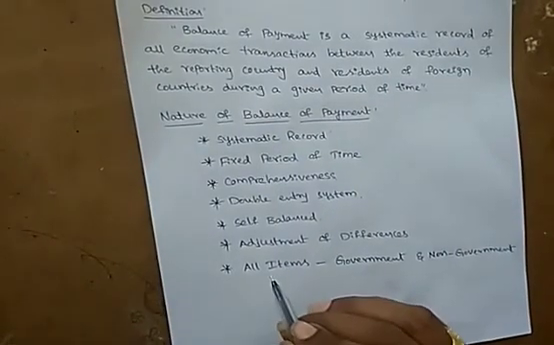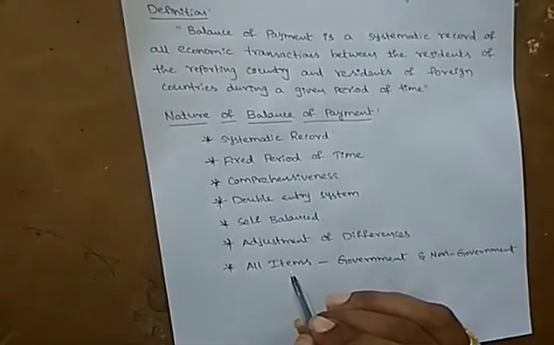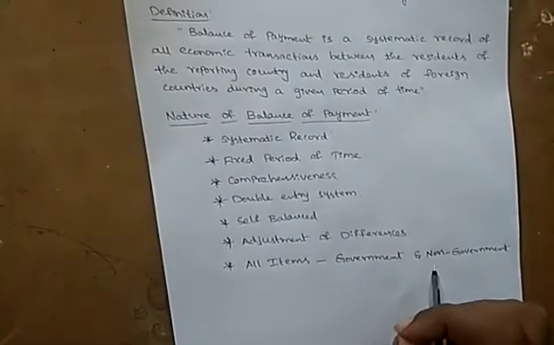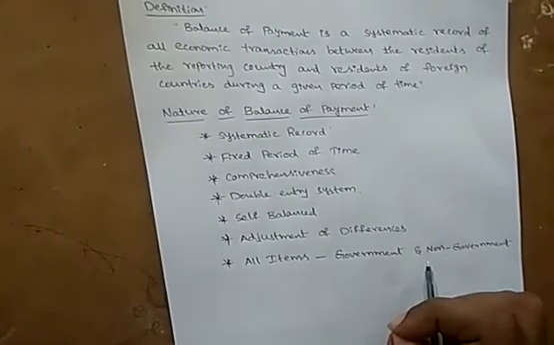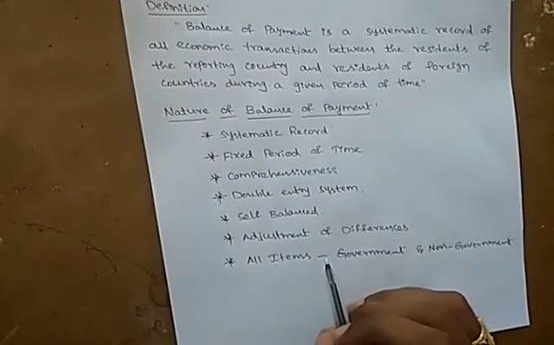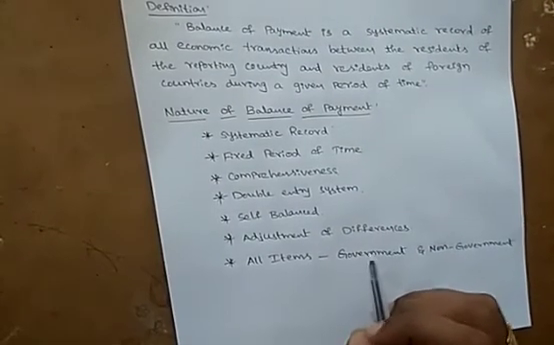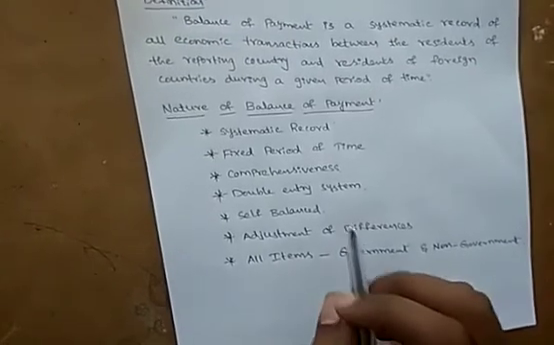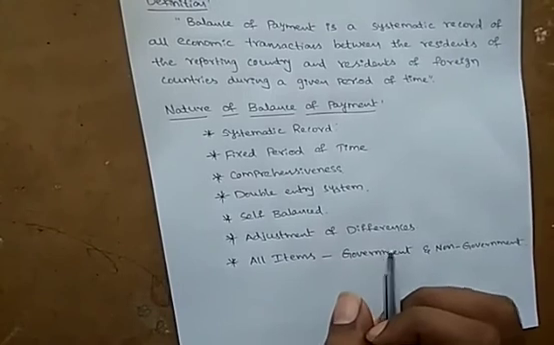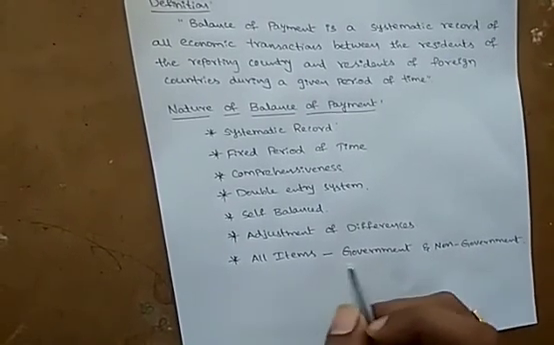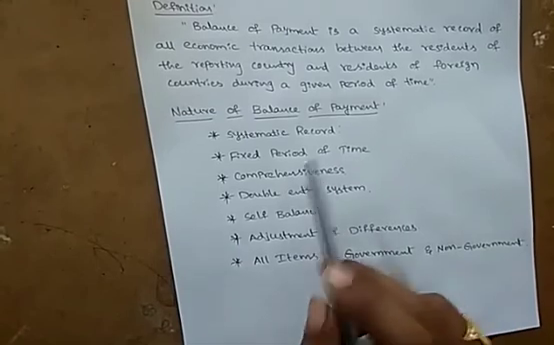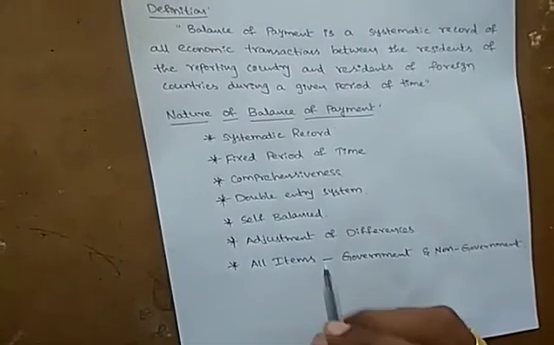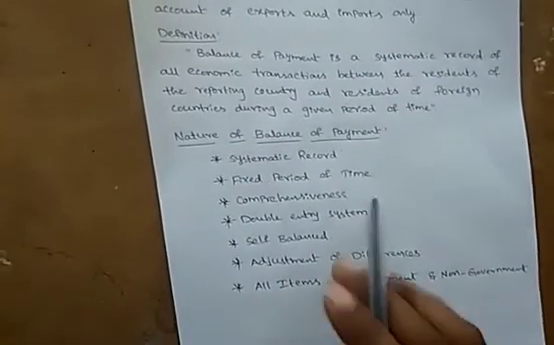That's why they mention all items relating to the government sector as well as the non-government sector and individuals. The thing here is the flow of capital, the flow of goods and the flow of services from one country to another. Whatever imports as well as exports are done, that comes under it and is systematically recorded. That is what we briefly know as the balance of payments.